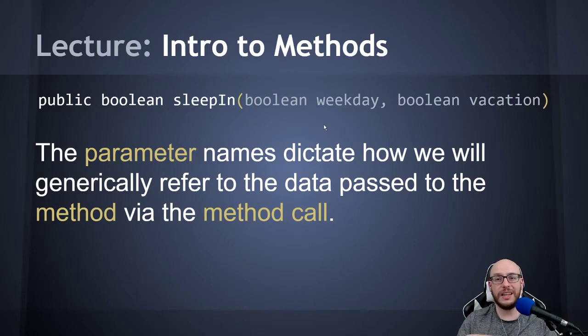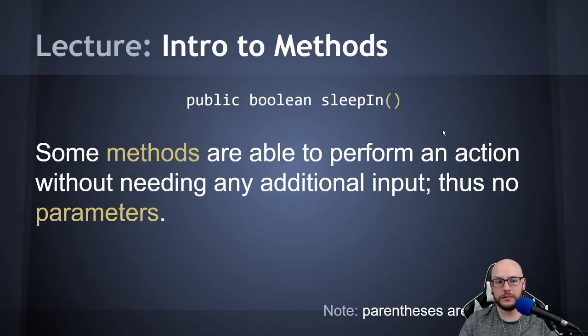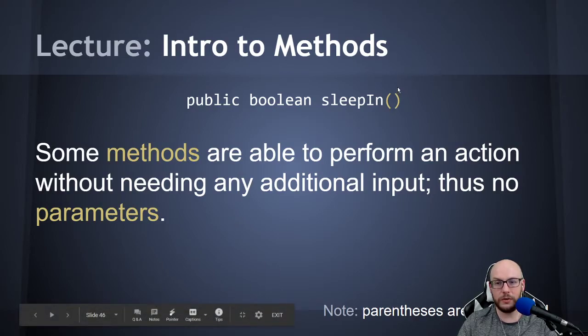Keep in mind, there's two parts to this method. Somewhere else, we're going to call the method. There's data coming in. The way that I refer to that data is by these variable names here. Some methods are able to perform an action without needing any additional input, thus no parameters. Note that even though we have no parameters here, you still need the parentheses. That's not something that you can omit.